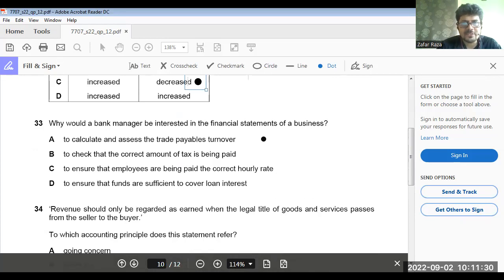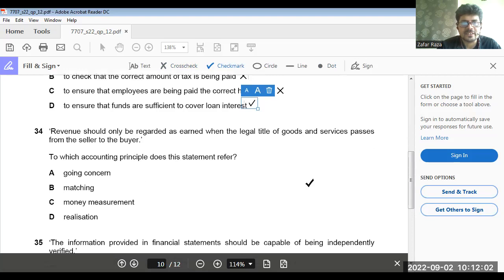Why would a bank manager be interested in the financial statements of a business? Bank manager is interested to assess the trade payables turnover. No. To check the correct amount of tax being paid, is not interested in tax. So it is not a tax stakeholder. To ensure that employees are being paid correctly hourly rate, is not an internal stakeholder. Okay, only thing is left. Yes, to ensure that funds are sufficient to cover loan interest.